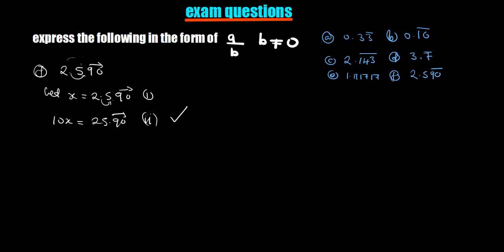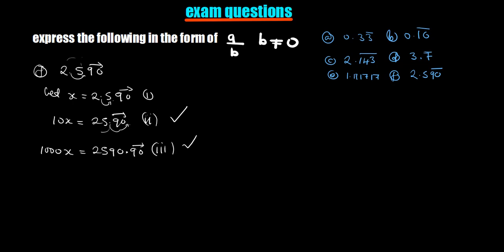So now the second thing is at least for the bar to come on this side as well. So I'll multiply by 100 so that the point comes there. So we multiply 2 by 100, that will give us 1000x is equal to 2590.90 bar like that. So this is now our equation 3 that I'll tick because it's now following what I want.